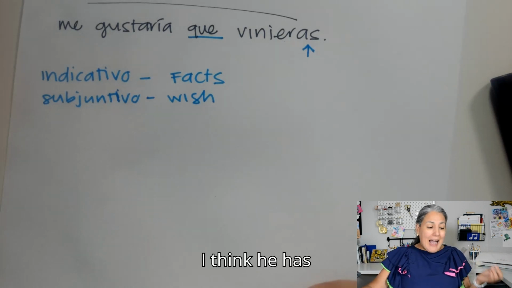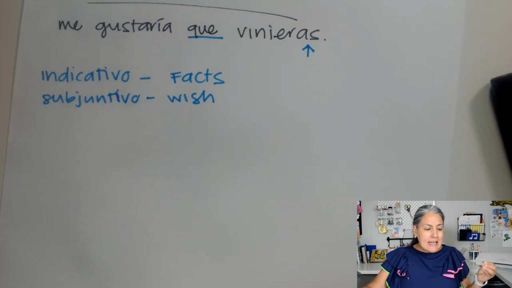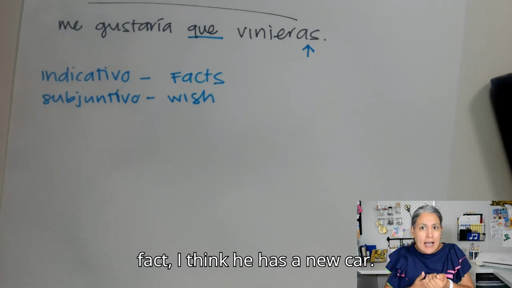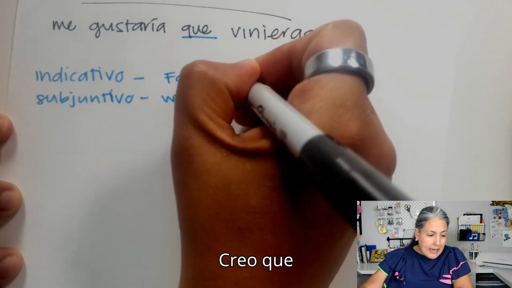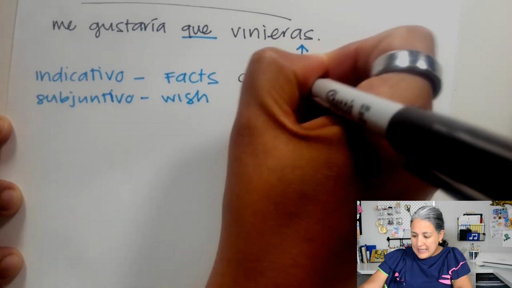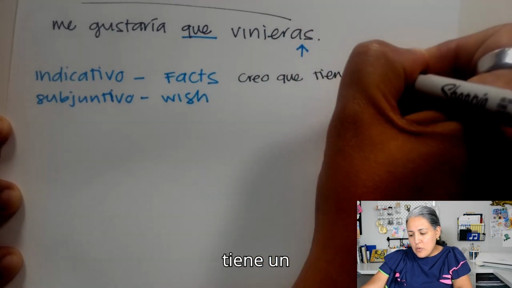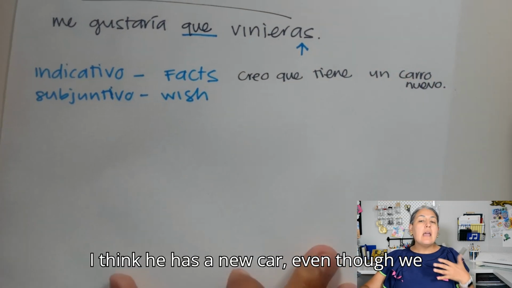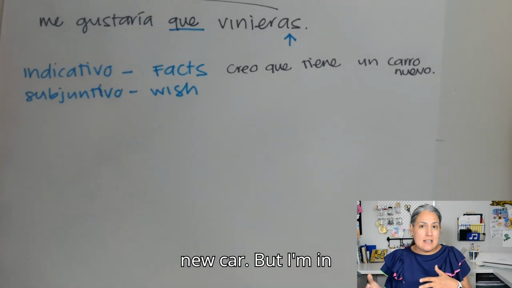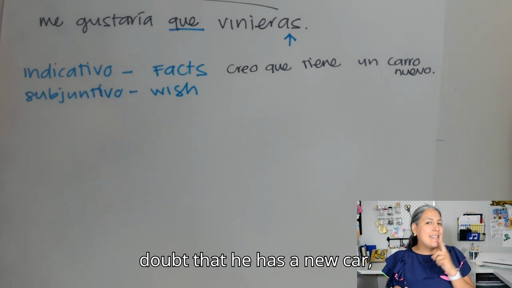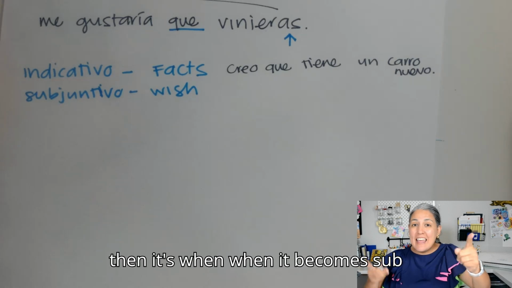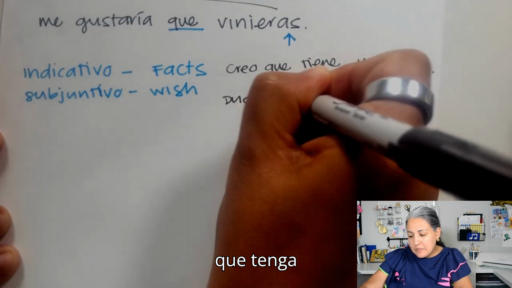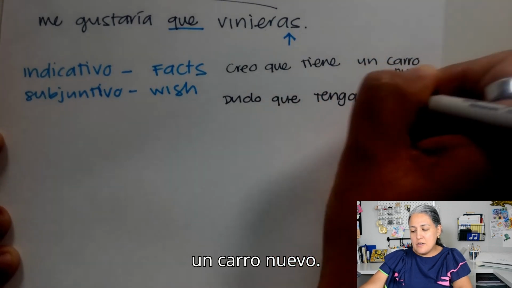Por ejemplo, I think he has a new car. Even though I don't know, but it's a fact. Creo que tiene un carro nuevo. I think he has a new car. Even though we don't know, but it's a fact that he has a new car. But I'm in doubt that he has a new car. Then it's when it becomes subjuntivo. Dudo que tenga un carro nuevo.